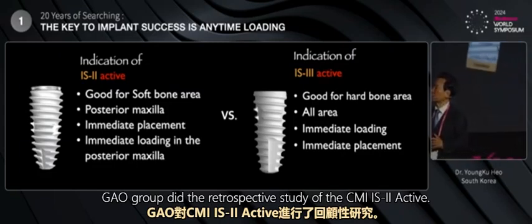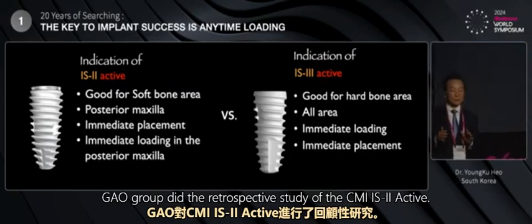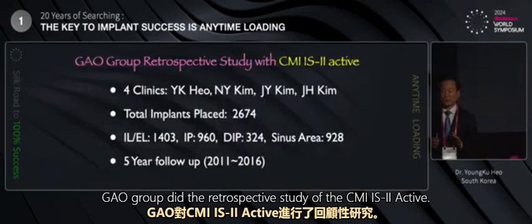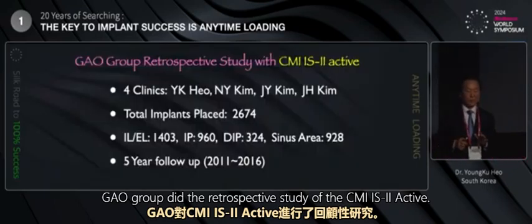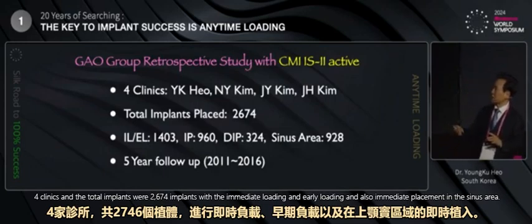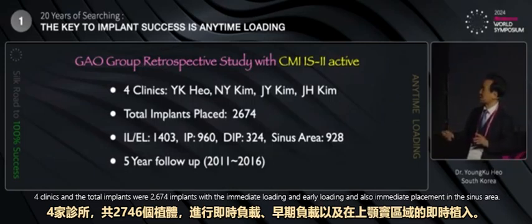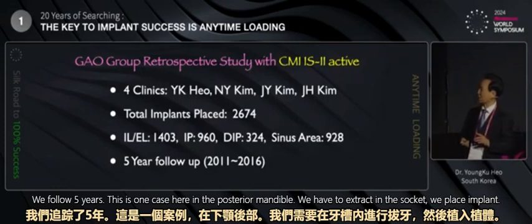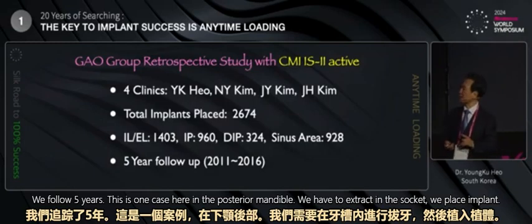Okay, GAO group, we did a retrospective study on the CMI IS2 active. The 4 clinics and the total implants placed is 2,674 implants. We do the immediate loading and early loading, immediate placement, and the sinus area. We follow 5 years. This is one case here in the posterior mandible.